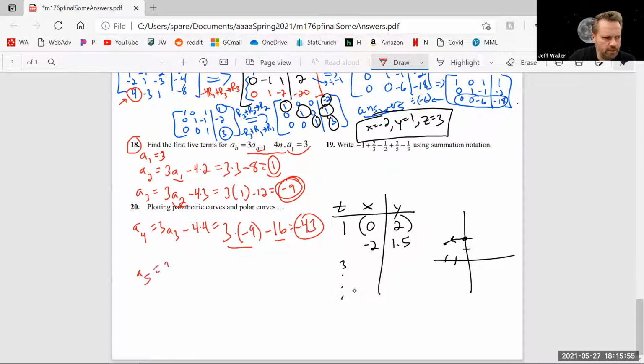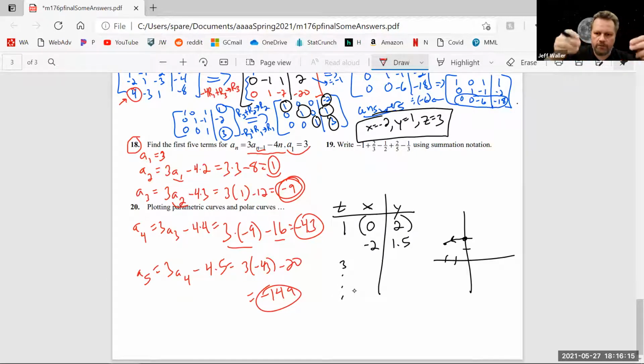So just to finish this out, A5 will be 3 times A4 minus 4 times 5. It'll be 3 times -43 minus 20. What is that? -149, I think. You guys can double check me. So it needs to be relatively easy if I give you the equation for a sub n, because then it's just plugging stuff in. What's n? Well, n is equal to whatever term you're on. If I'm on the second term, n is 2.